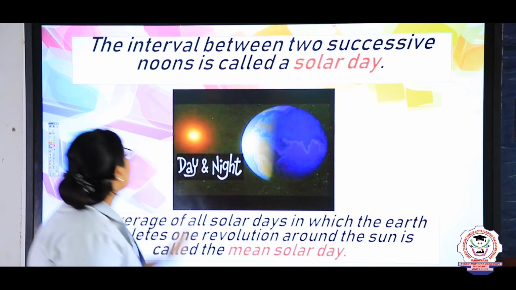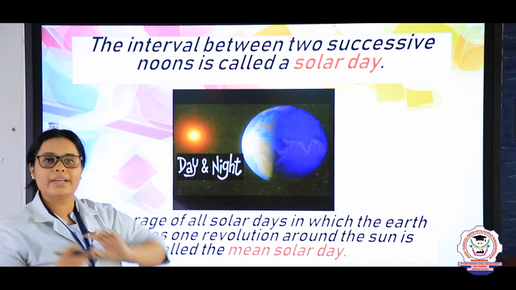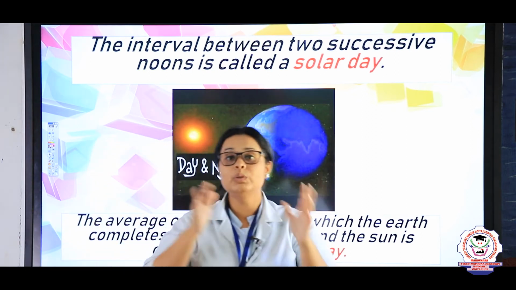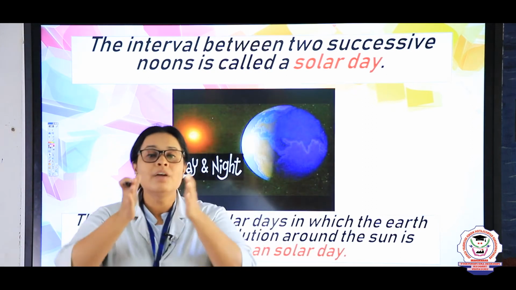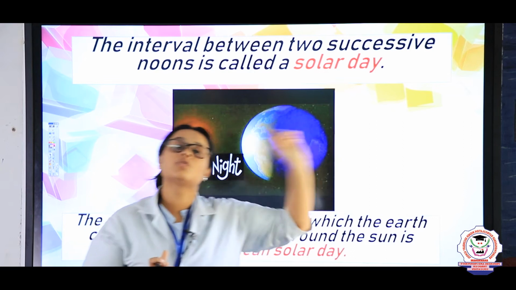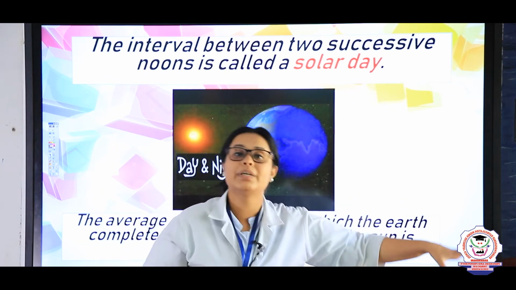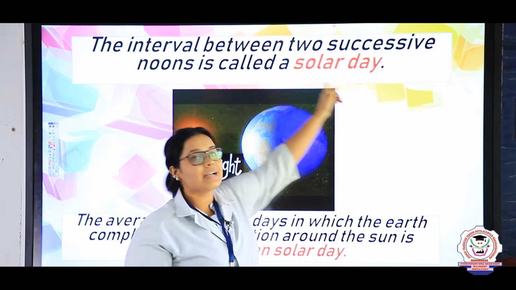Now see children, first of all, what is a solar day? Solar day means the gap between two successive noons. For example, from today 12 o'clock to tomorrow 12 o'clock, what is this time period? That time period is known as a solar day.